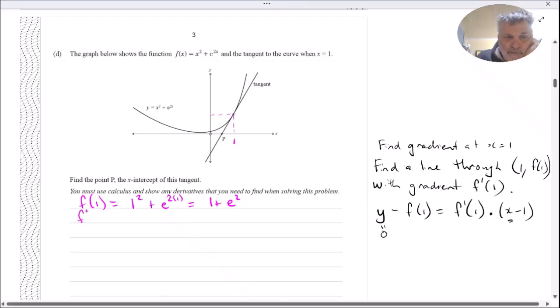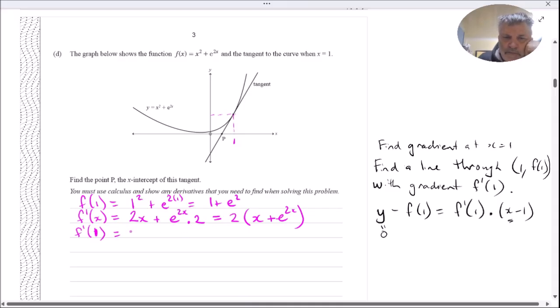We want to find the derivative. So the derivative we get by differentiating this function here. x squared, we get 2x. Differentiating the exponential, you get the same thing, but we've got a function inside, 2x, so we have to multiply by the derivative of that. That's the chain rule. There's now a common factor of 2, so I'm going to write this as 2 times x plus e to the 2x. We need the value of this derivative when x equals 1.